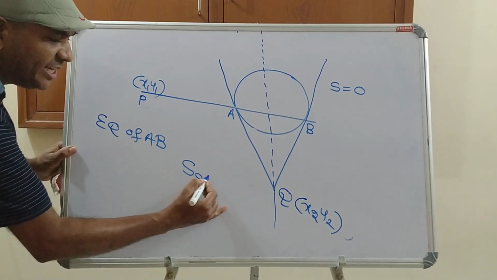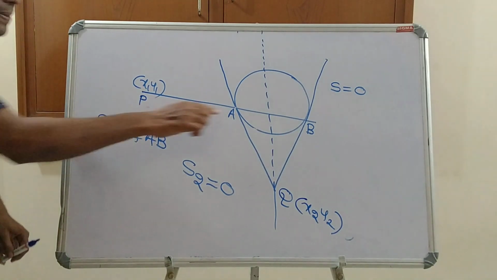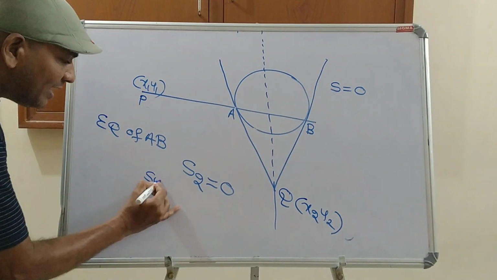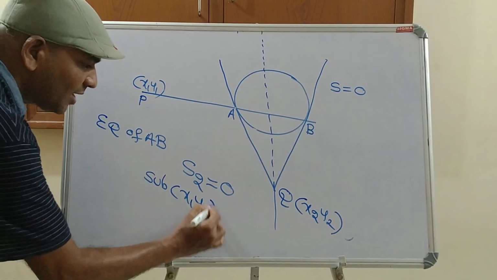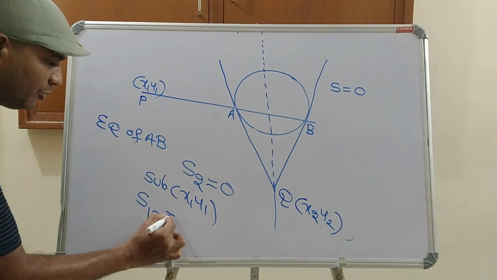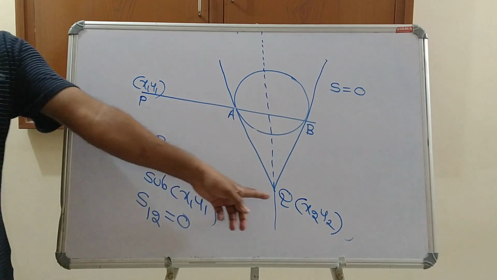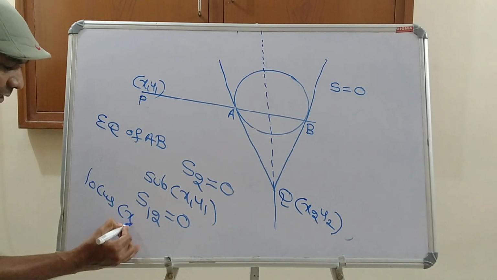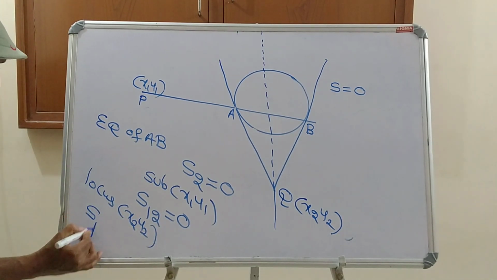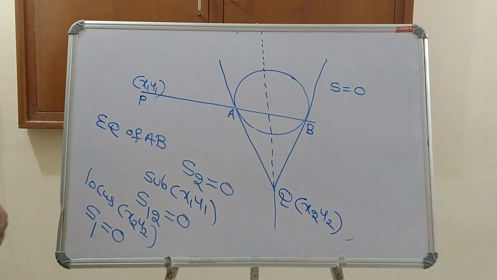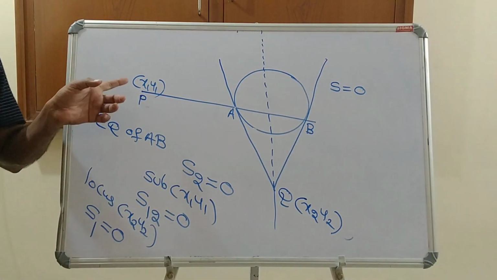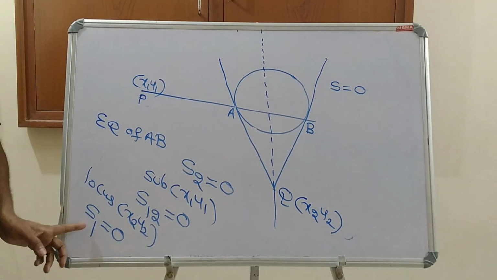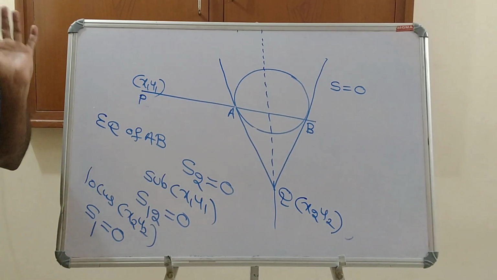S2 equal to 0. But AB passes through the point x1, y1. Substitute x1, y1 in the equation. We get S12 equal to 0. Now, the locus of Q means the locus of x2, y2. That is S1 equal to 0. So, the equation of the polar of the point x1, y1 with respect to the circle S equal to 0 is S1 equal to 0.